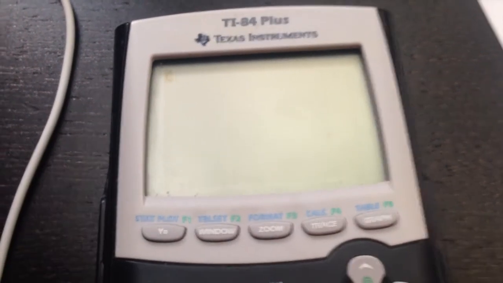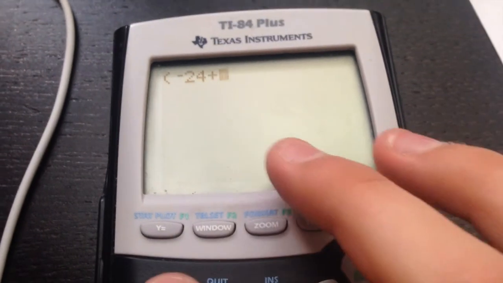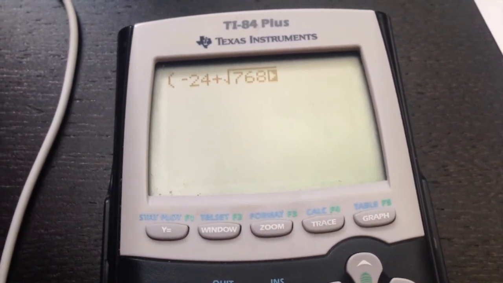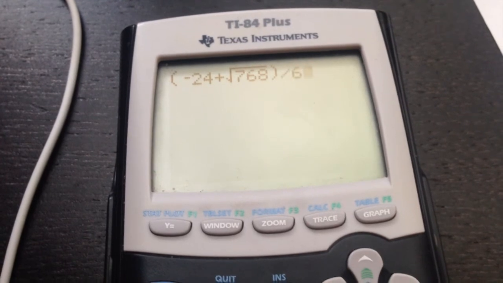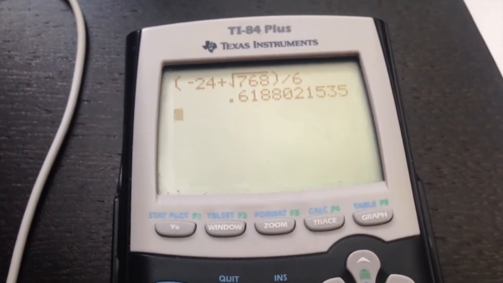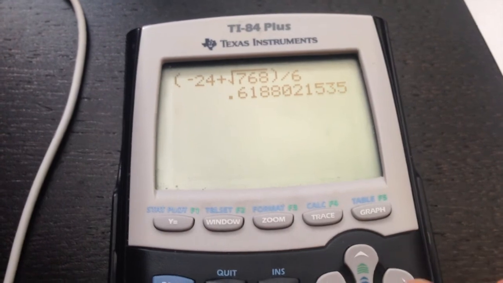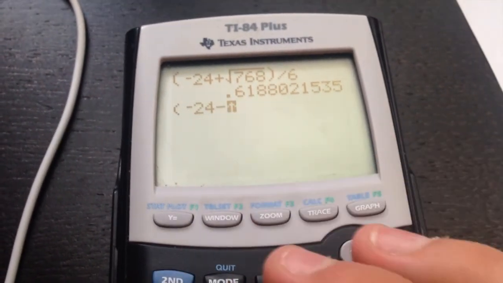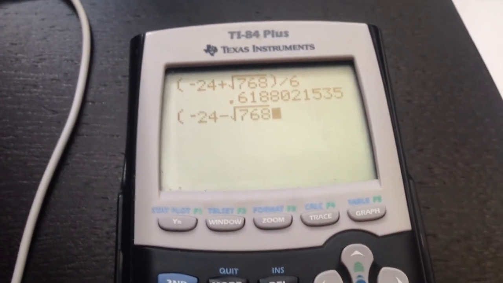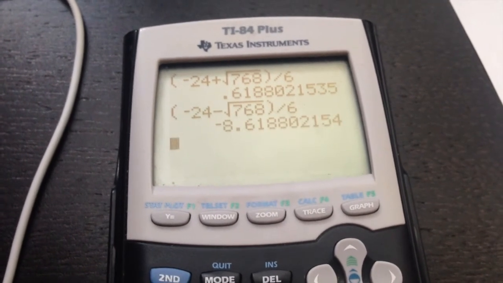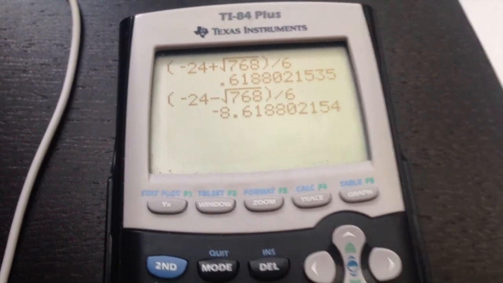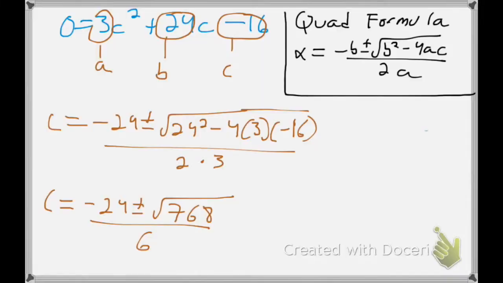The first answer is negative 24 plus the root of 768 all divided by 6, and that is 0.6188. The second answer is negative 24 minus the root of 768 all over 6, and this gives us negative 8.6188. The first answer states that c is equal to 0.6188. The second answer states that c equals negative 8.6188.